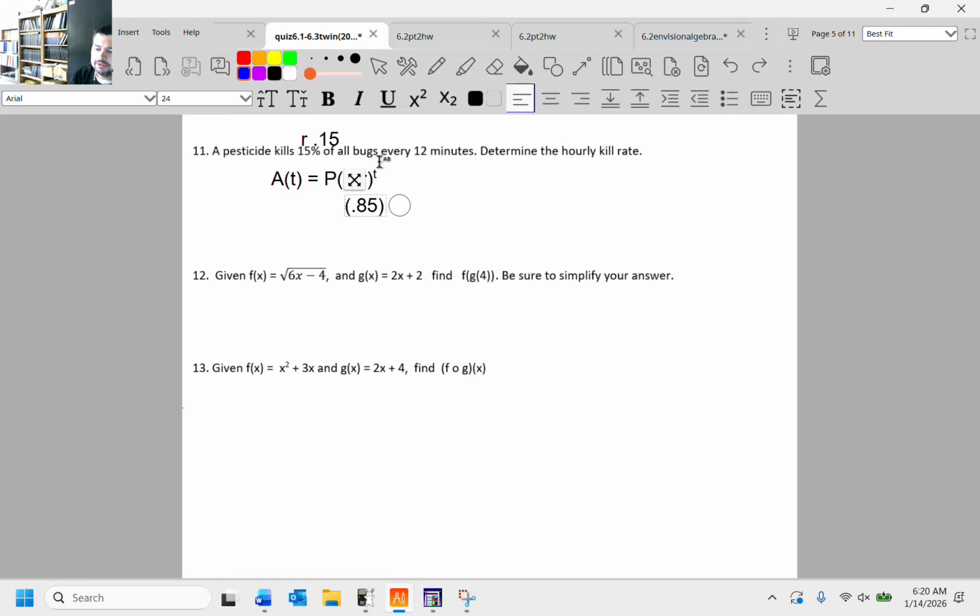I don't know what the principal is, and I honestly don't care. You put a 1 there or something. 100% of bugs. Who cares? The exponent's going to be t over what? 12? Determine the hourly kill rate. All right. So if I want to make this an hour, time would be 60, right? 60 minutes equals 1 hour. So what we're going to do is just replace that t with 60.